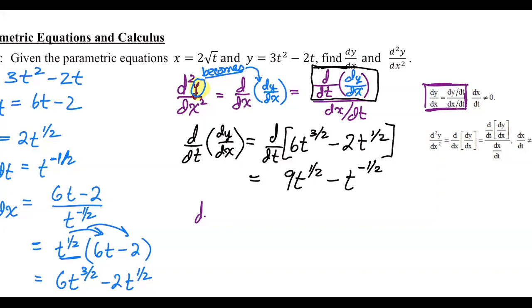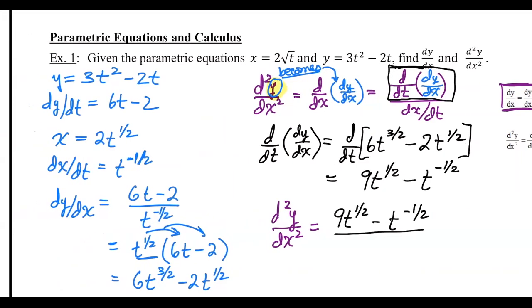So we could actually jump now to d2y/dx squared. The top we know is going to be 9t to the 1/2 minus t to the negative 1/2. The bottom, I'm going to change the red for those keeping score at home. dx/dt, we noted over here, is t to the negative 1/2. All right, we already figured that out. So that's this guy.